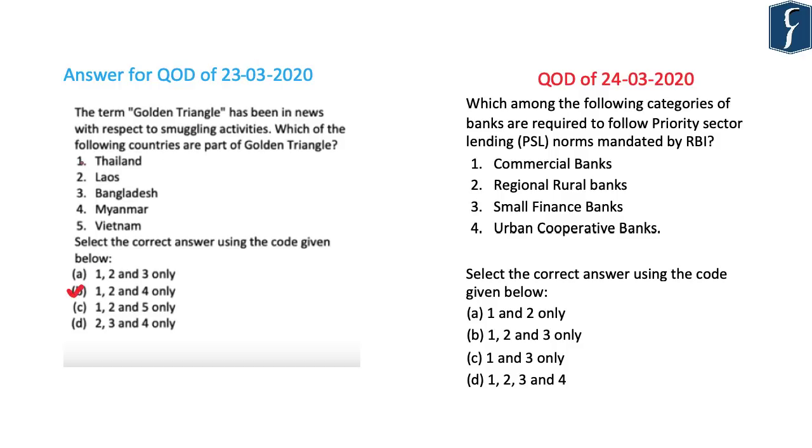That is, Thailand, Laos, and Myanmar belong to the Golden Triangle. The question for the day for today is, which among the following categories of banks are required to follow priority sector lending norms mandated by RBI? Statement 1, commercial banks. Statement 2, regional rural banks. Statement 3, small finance banks. And statement 4, urban cooperative banks.